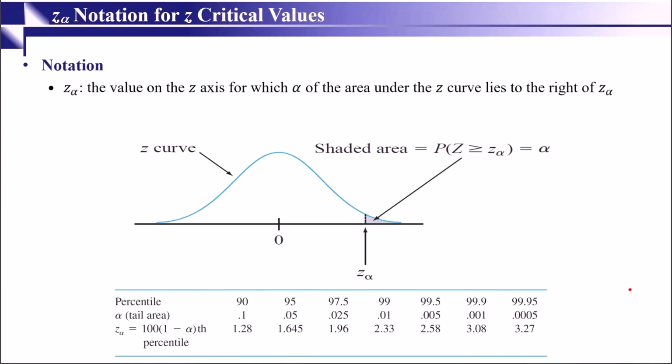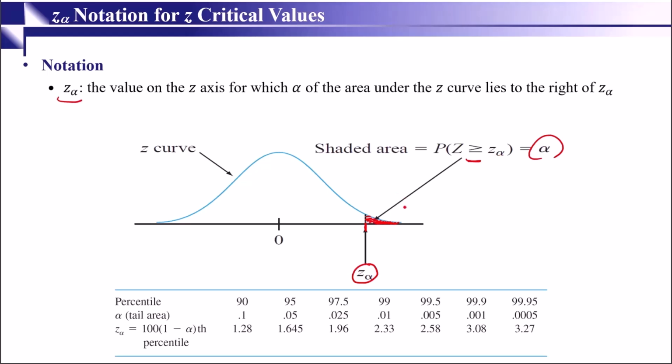Now it's time to learn the critical values. Critical values are specific z-scores on the normal distribution curve that mark the boundaries of certain percentages, for example, 90%, 95%, etc. These help us to find probabilities or make decisions in statistics. We denote them as Z alpha, the points where the area to the right under the standard normal curve is equal to alpha. So if this point is Z alpha, then the area here is equal to alpha. So the probability of Z greater than or equal to Z alpha is alpha.